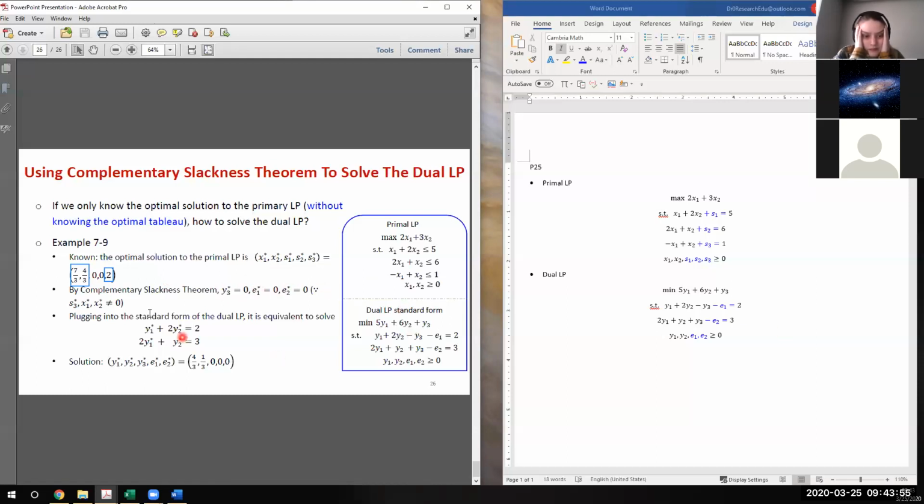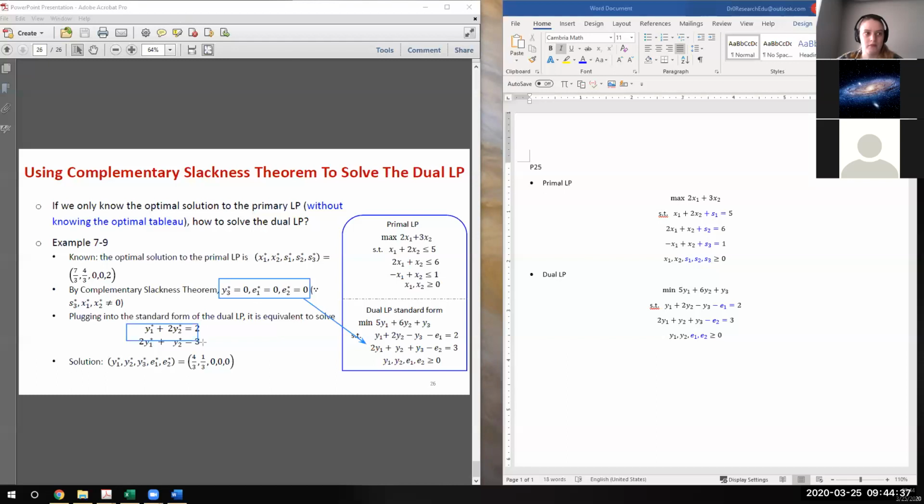Now I'm going to plug this conclusion into the dual LP. Then you immediately have y1 plus 2y2 equal to 2, because y3 equal to 0 and e1 equal to 0. And then from the second one, 2y1 plus y2 equal to 3, because y3 equal to 0 and e2 equal to 0. So you just simply solve these equations.